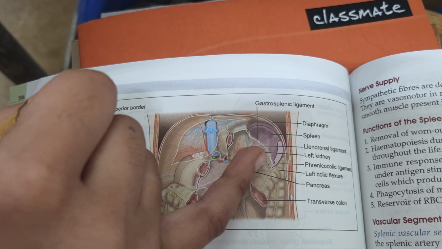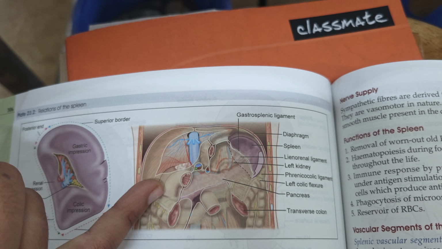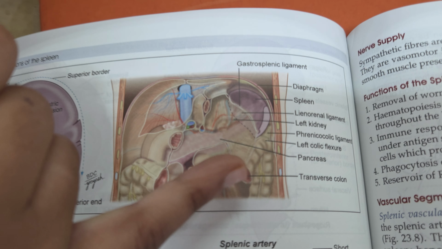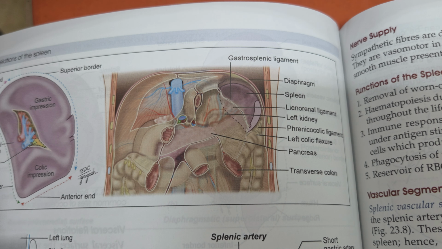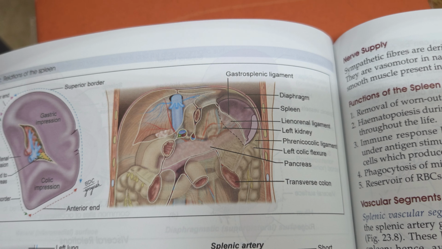Here there will be the stomach, the fundus of the stomach, which will create the gastric impression. Over here, this is the transverse colon, which has been cut. This will create the colic impression. And on this side, there will be the left kidney, which will create the renal impression.